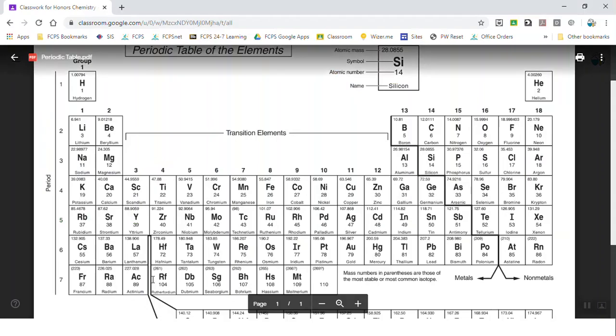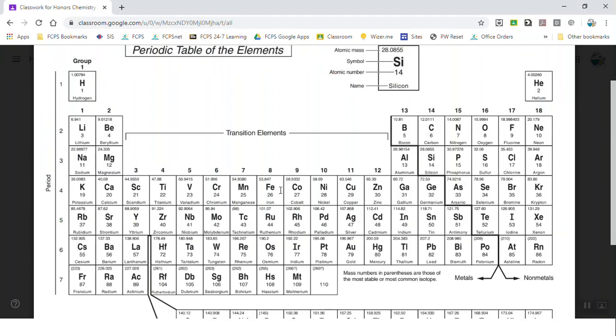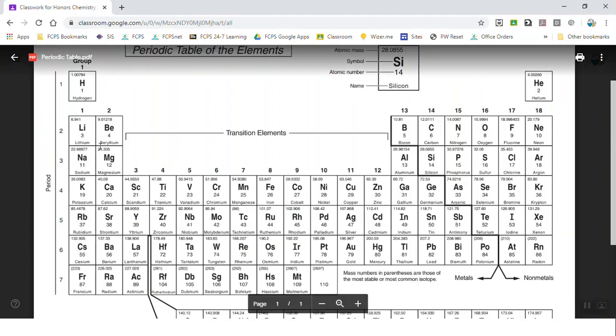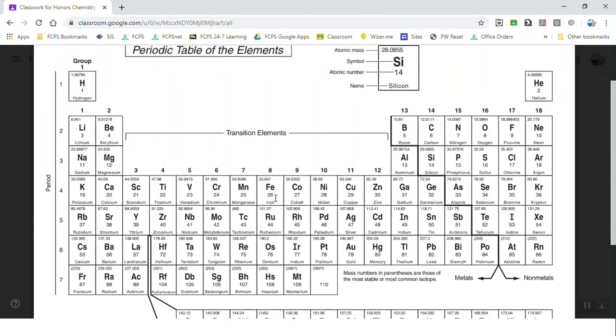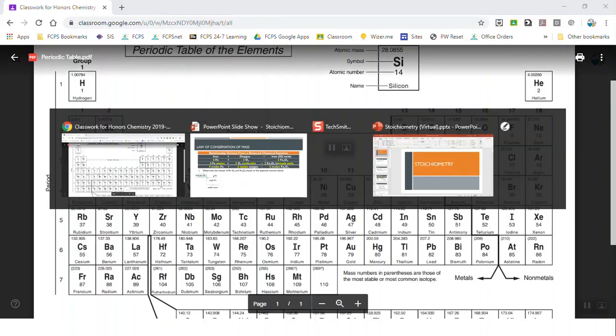We are going to look on our periodic table. And for this example, we're going to look at iron. Now remember this is in your Google Classroom where it says periodic table if you lost your own copy. So we're looking at iron, and we have 55.847 grams per mole, and we're going to be consistent, so we want to round it to the 100th place, 2 places after the decimal point. So 55.85 is what we're going to use.